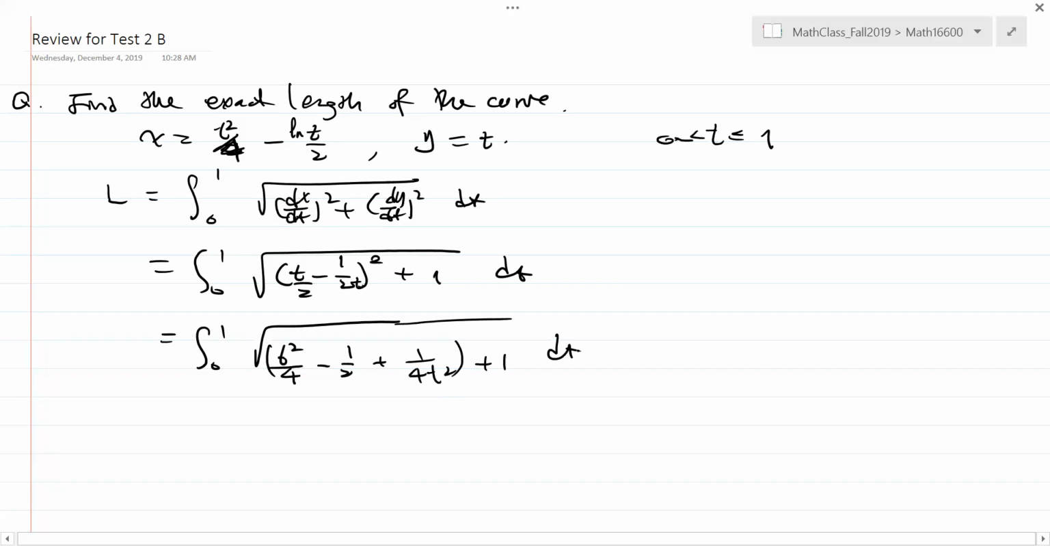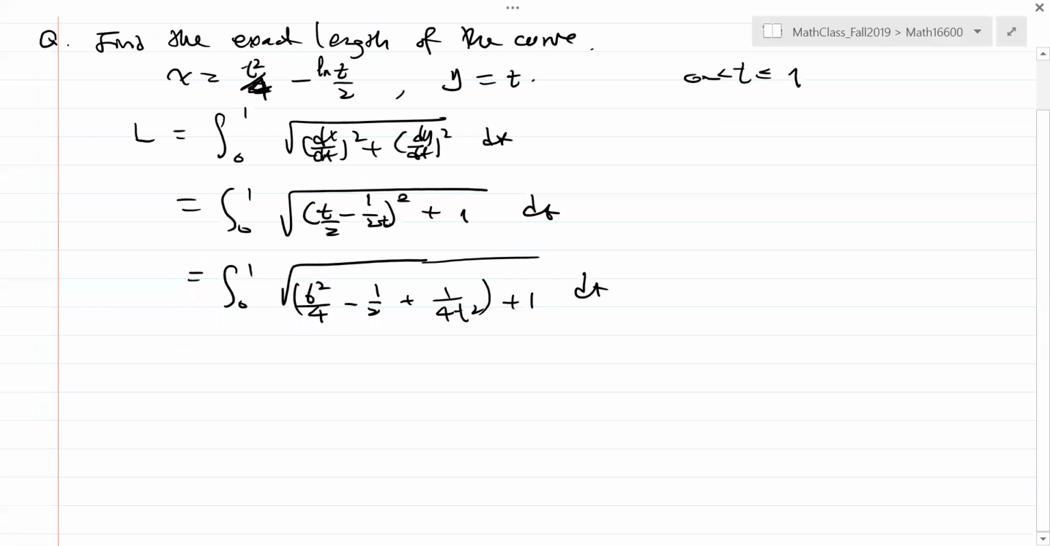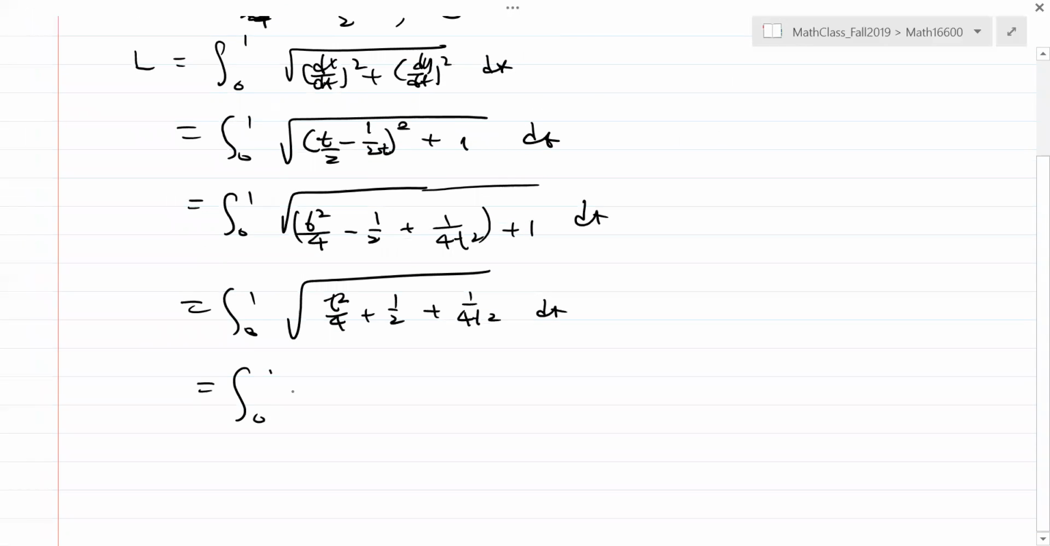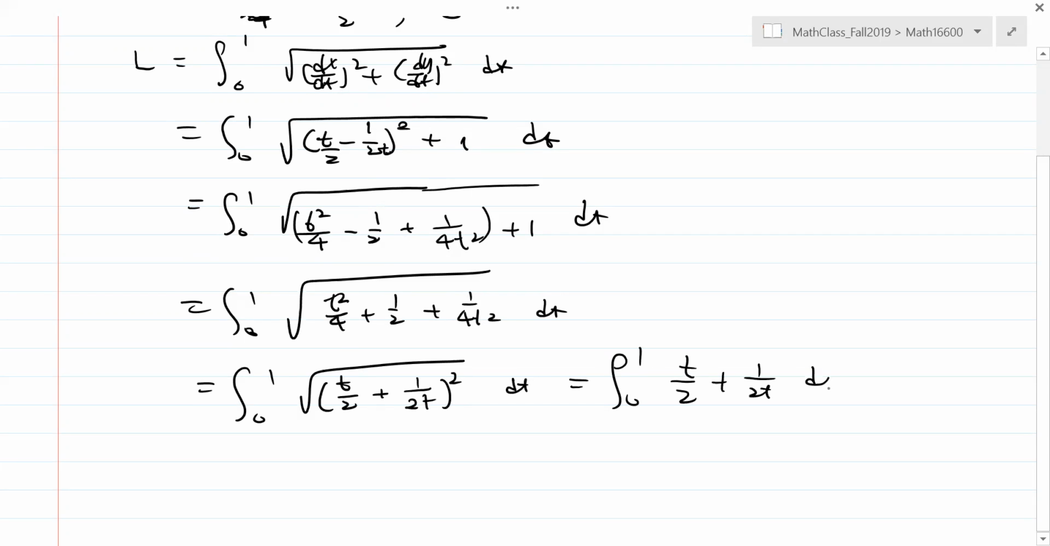Then you see that negative 1/2 and 1 combine, and you get t squared over 4 plus 1/2. Then this becomes a square again, just changing the sign from negative to positive. That is going to be 2t here plus 2t squared. Then this is going to be half of t plus 2 over t, dt.